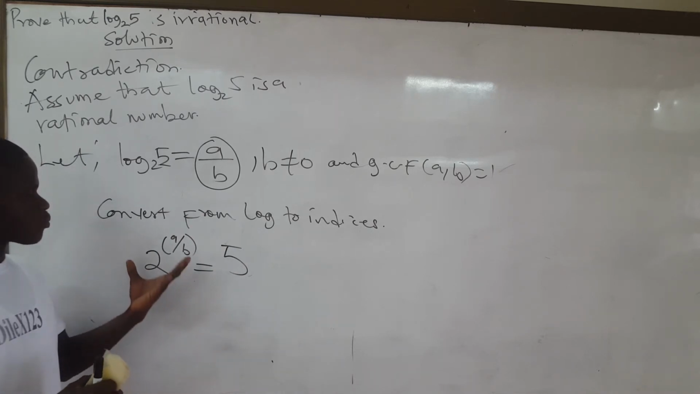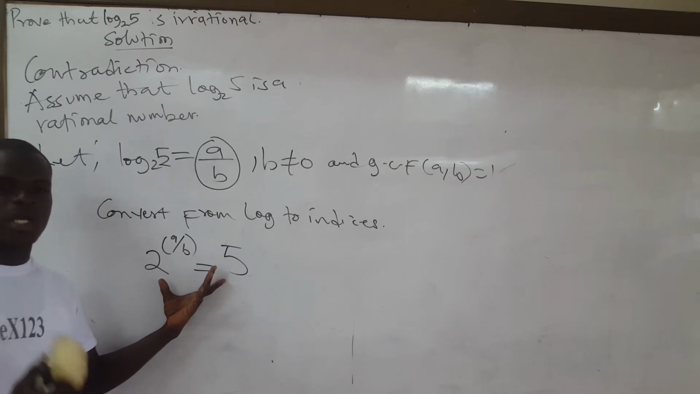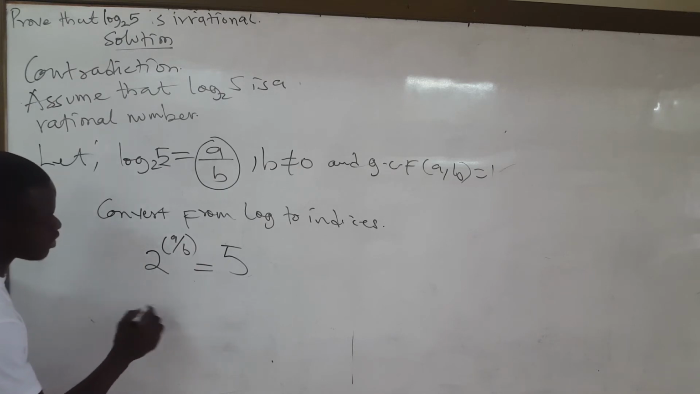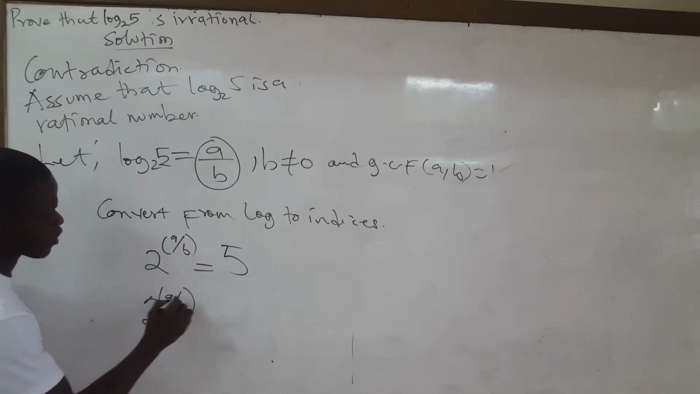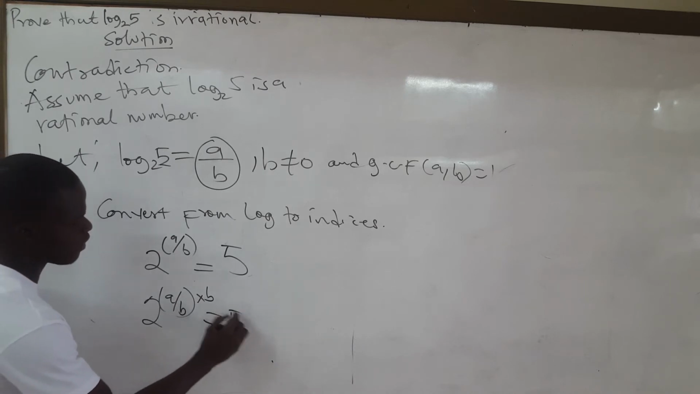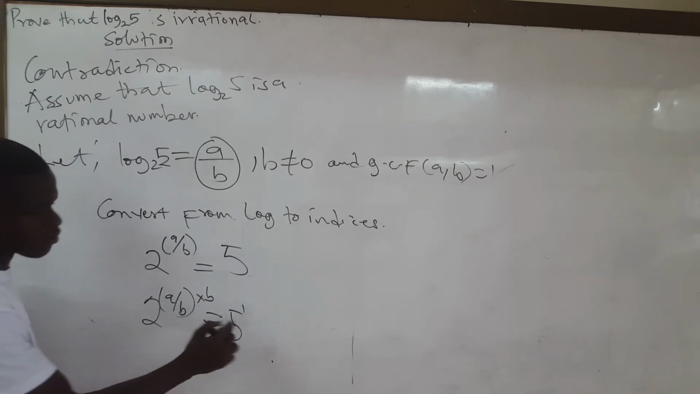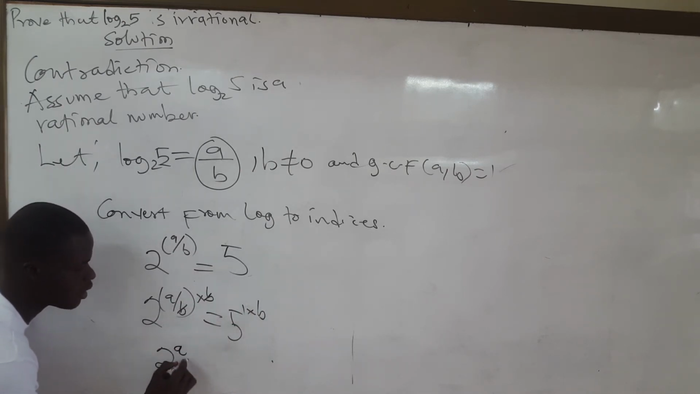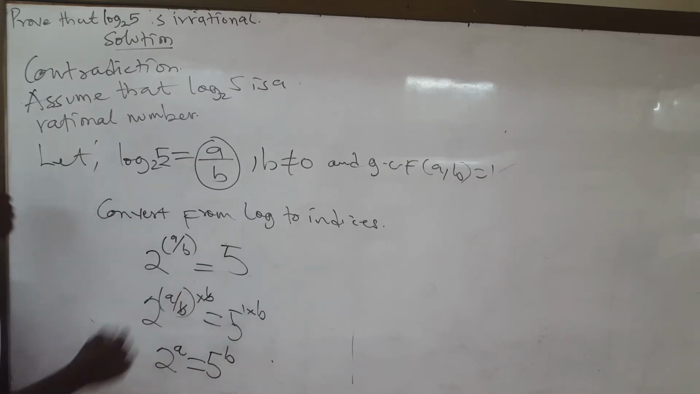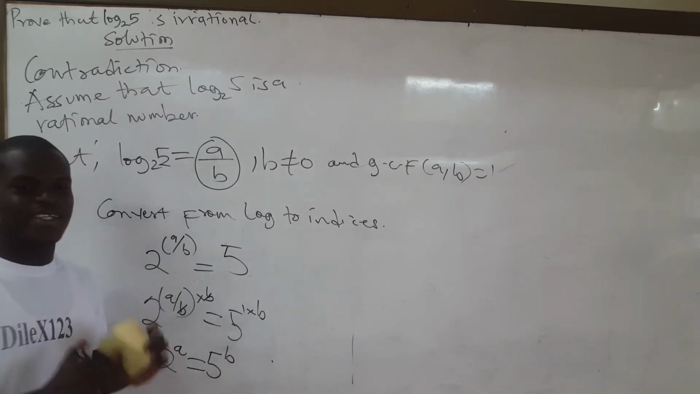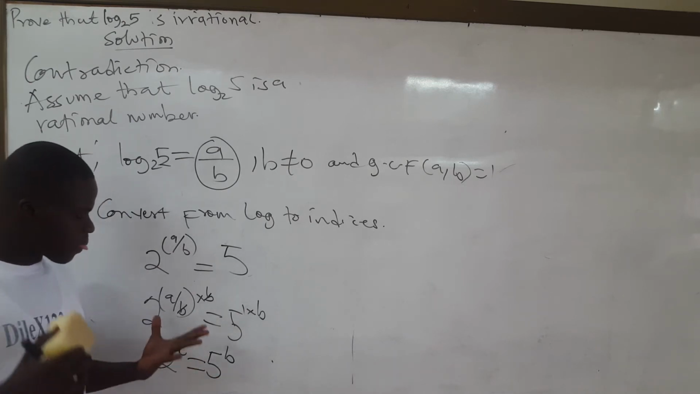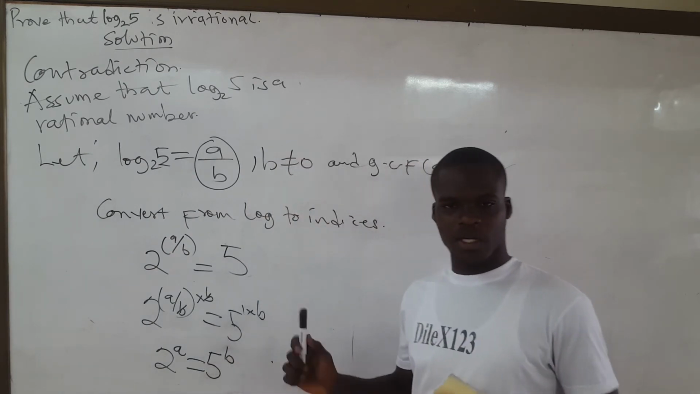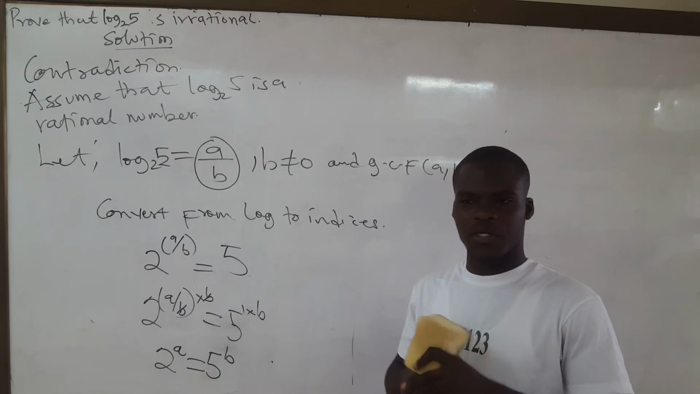Now we can multiply through by an exponent of b in order to take away the b over here. So let's multiply through by an exponent of b. 5 already has an exponent of 1, so multiplying by b, this b cancels out this b. We have 2 exponent a equal to 5 exponent b. Now, this is not good, because this equation can never be true. 2 exponent a can never be equal to 5 exponent b.